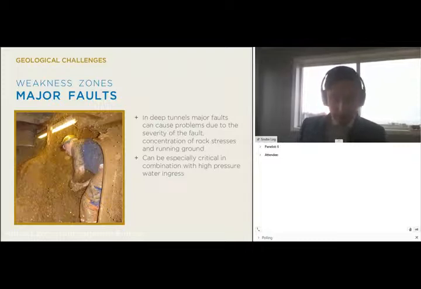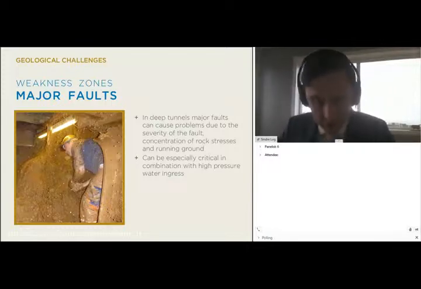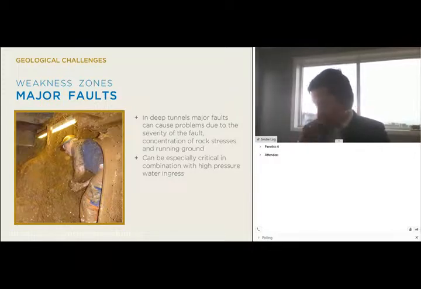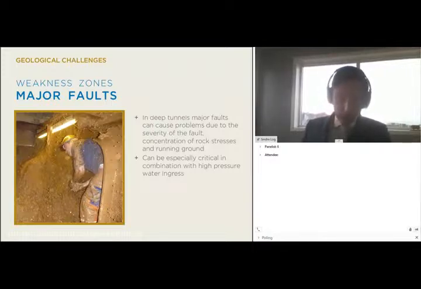If these major fault zones are encountered, they can result in severe conditions, with very low rock mass quality and a lot of low quality rock above you, which gives you a very challenging rock condition to support, especially if you run into it before you are able to pre-treat it. This can cause great struggles to support it and potential running ground. This is also in combination with high water pressures and high water ingress, and it can be very challenging.